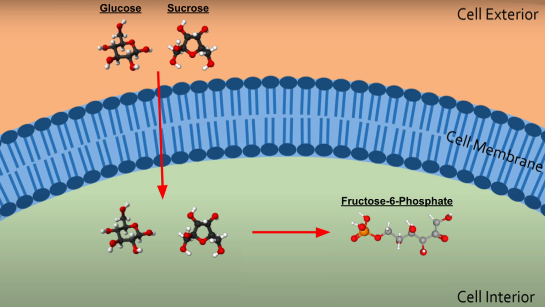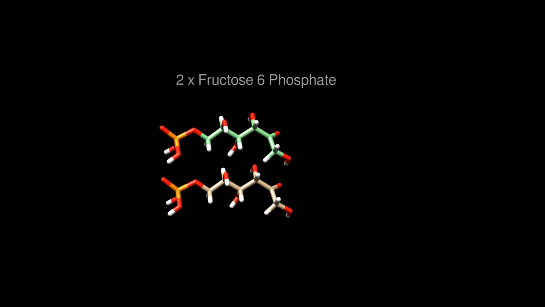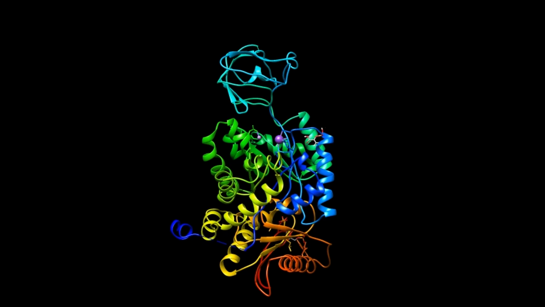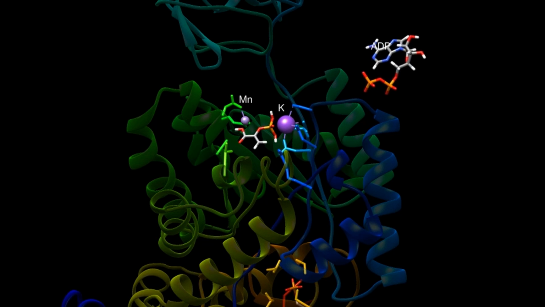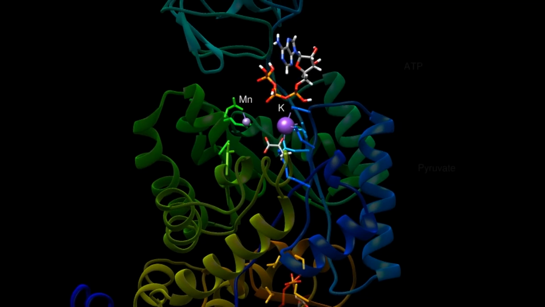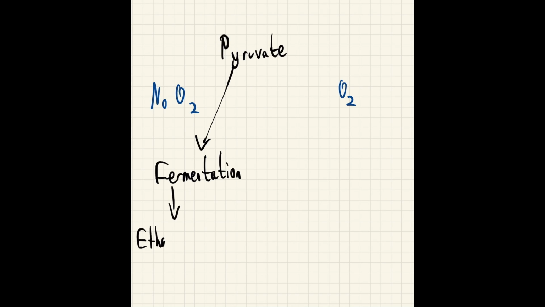Now, both glucose and fructose, which have entered the cell wall, have been transformed into fructose 6-P. This molecule undergoes multiple transformations within the cytoplasm and becomes phosphoenol pyruvate. The phosphate group is transferred from phosphoenol pyruvate to ADP, thus creating ATP and pyruvate. Pyruvate can either be fermented into ethanol or oxidized via the citric acid cycle.